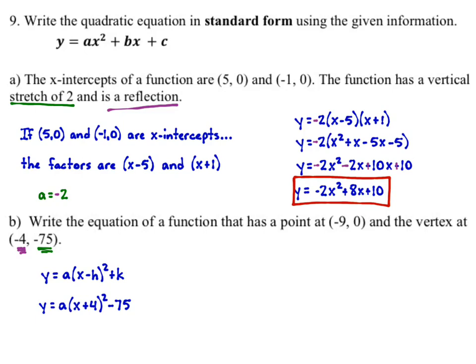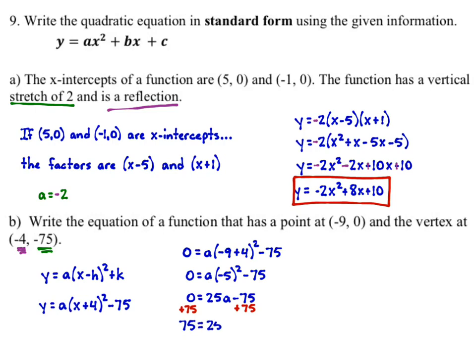The only thing I'm missing here is the a value. Well, to find the a value, all I have to do is plug this coordinate in to x and y here. So since -9 is the x and 0 is the y, this will say 0 equals a times -9 plus 4 squared minus 75. Then we're going to do our order of operations, so we're going to do our parentheses first, so it'll be -9 plus 4, which is -5. And then we're going to do our exponent, so -5 squared is positive 25. Then we'll add 75 to solve for a, and then we'll divide by 25 and get a equals 3. So our complete vertex form is y equals 3 times x plus 4 squared minus 75.